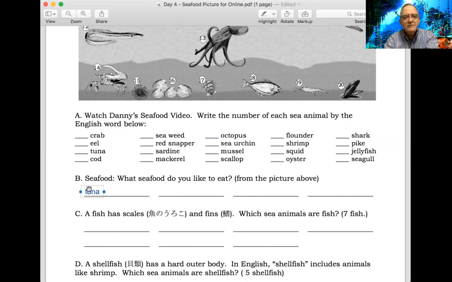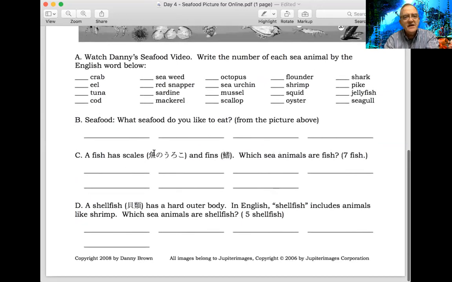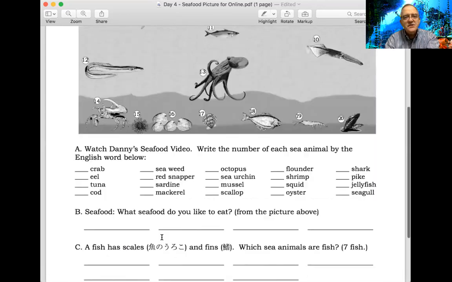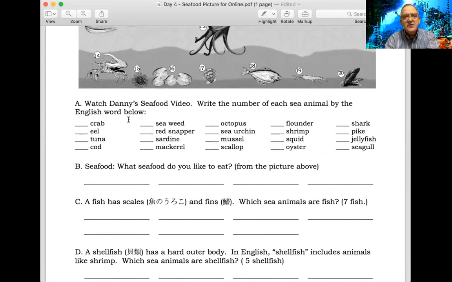All right. A fish has scales, okay, and fins. Which animals are fish? They have to have scales and fins. And you write their name here. A shellfish has an outer body, all right? Which of these animals is shellfish? For example, is cod a shellfish? No, cod is not a shellfish. Don't write cod. Okay, write all these answers, and then at the end of class, you can check your answers.